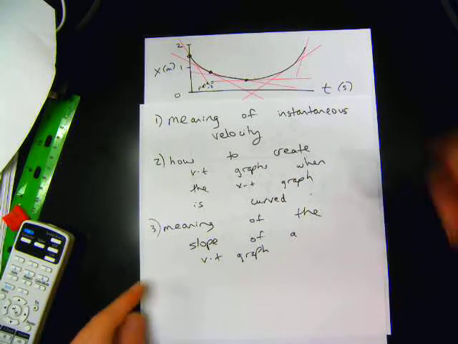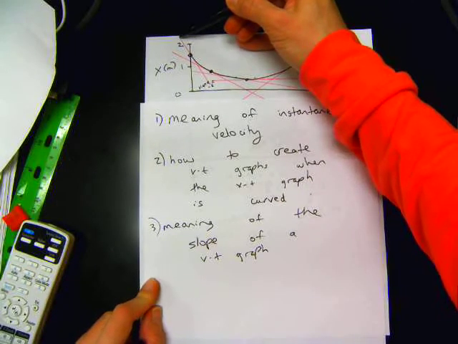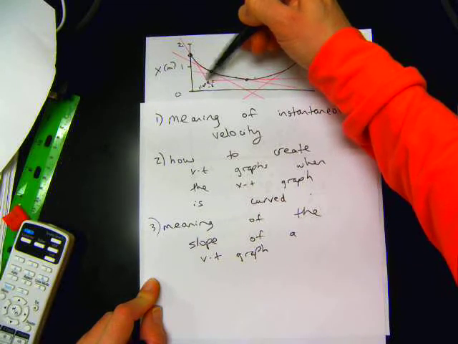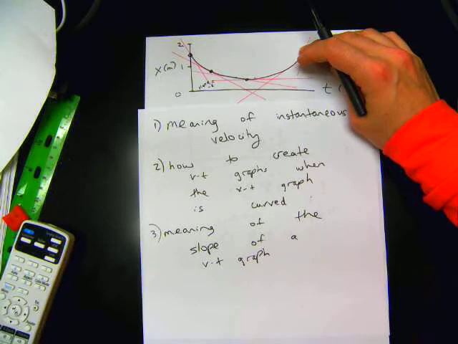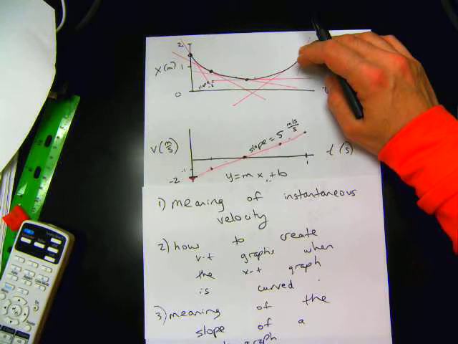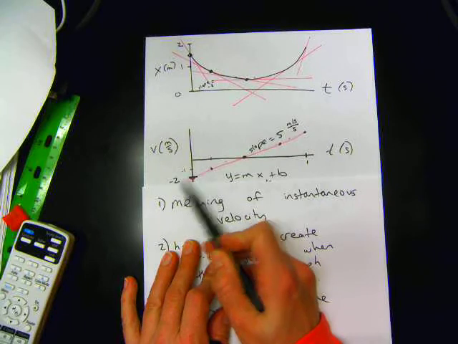I made up a number to help you. Let's say this line has a slope of -2. I find 2 points on it, and I calculate the slope. It's got a slope of -2. That means the velocity at that instant is -2. So I put a number on there and said, let's pretend that's -2.